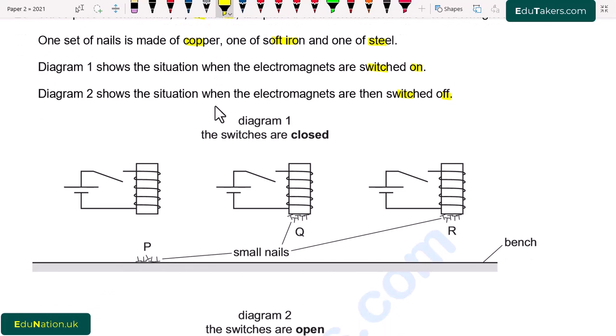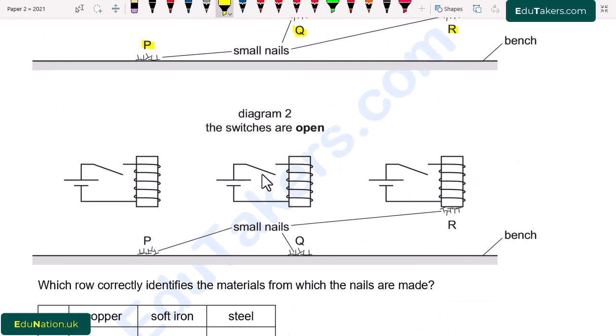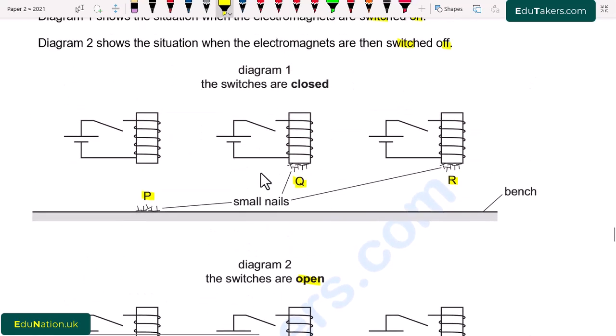Here is the figure and we can see that there are P, Q and R. These are the nails that are made up of copper, iron and steel. So we have to identify which one is copper, steel and iron. Here is diagram 1 when the switches are closed and diagram 2 shows that switches are open. Open means that there is no current passing through them, but closed means that when the current is passing through this, then there will be magnetization.